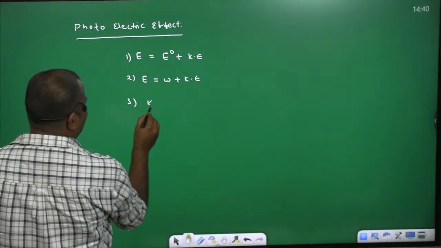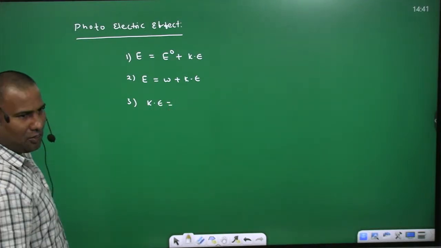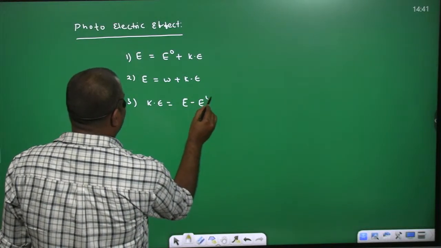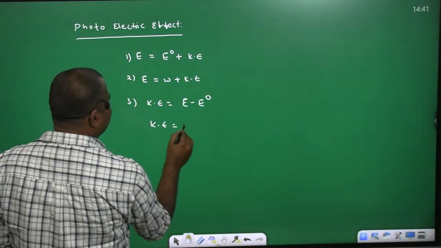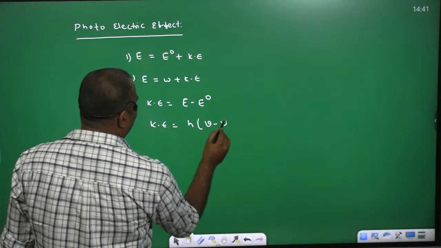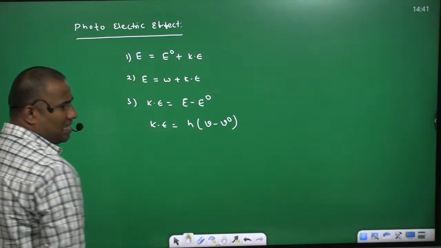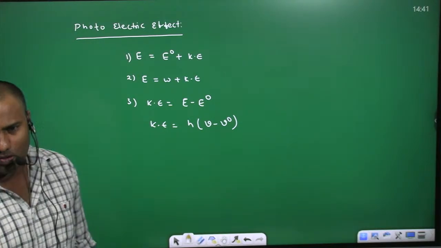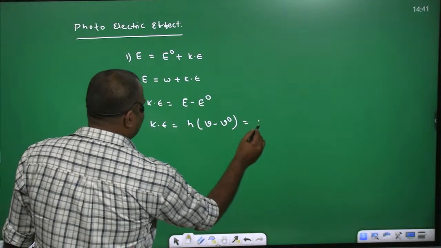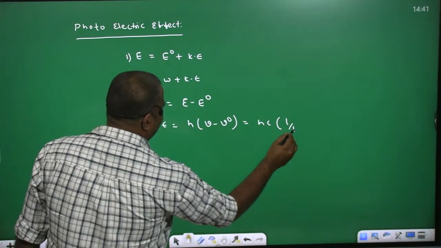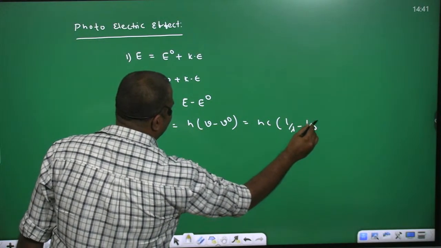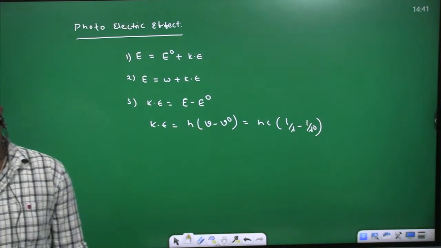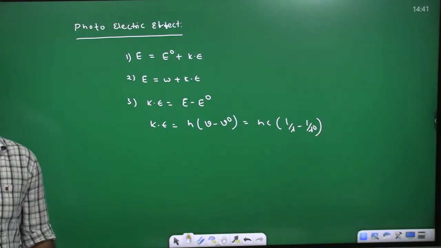If you need to calculate the kinetic energy of a given electron, you can write kinetic energy equal to E minus E naught. E is nothing but h nu, you can take h common, nu minus nu naught. As we have already, nu is nothing but c by lambda. So you can write hc into 1 by lambda minus 1 by lambda naught. This is related with the photoelectric effect.